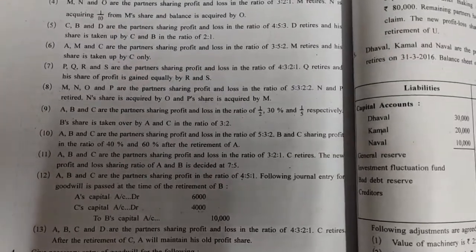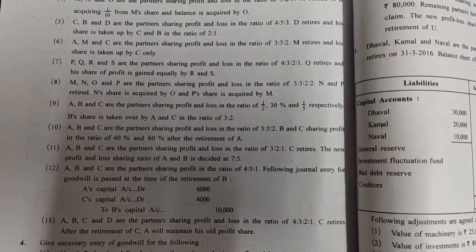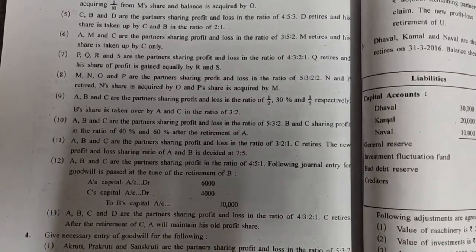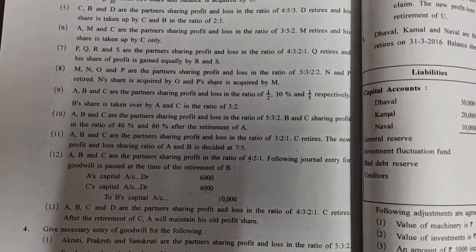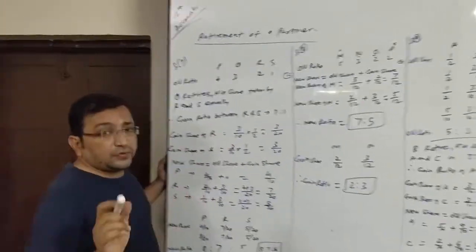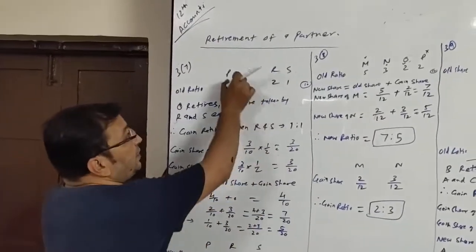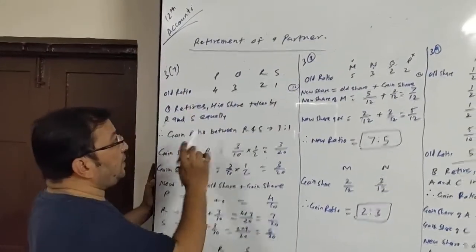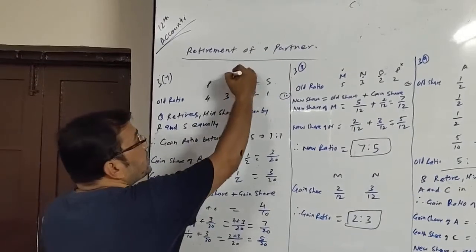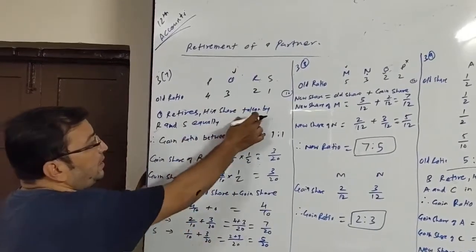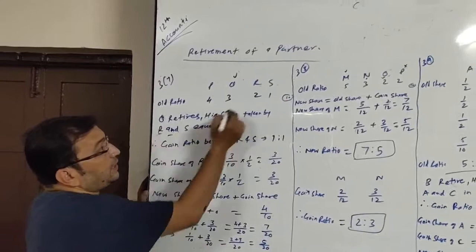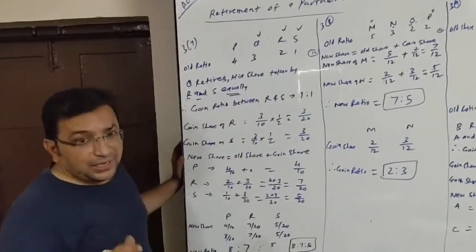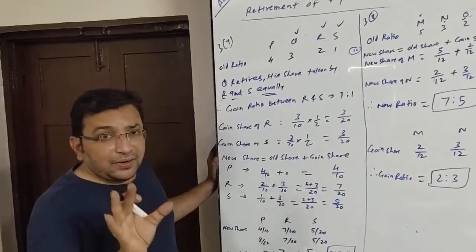P, Q, R and S are partners sharing profit and loss in the ratio of 4:3:2:1. Q retires and his share of profit is gained equally by R and S. So friends, here we are given the information that P, Q, R, S four partners are there. Their ratio is 4:3:2:1, and out of these four, Q retires, and his share is gained by R and S, that is R and S equally. That is in equal ratio.